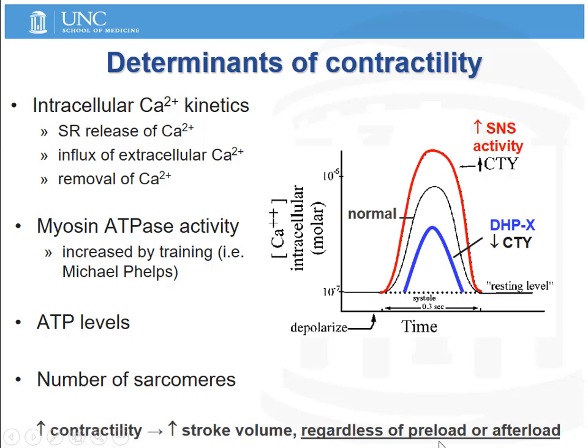So if the preload is low or if the heart is pumping against a really high afterload, both of those things can cause a low stroke volume. But the force of contraction can still be increased by increasing the intracellular calcium concentration, for example, to try to get that stroke volume back up to physiological range. This is a way for cardiac muscle to increase the force of contraction no matter what is pumped into it and what it's pumping against.